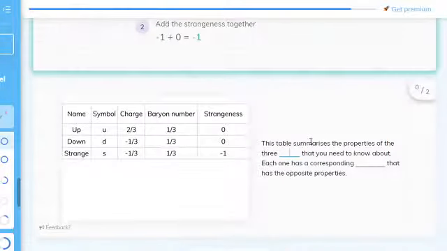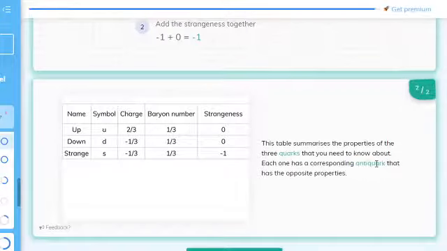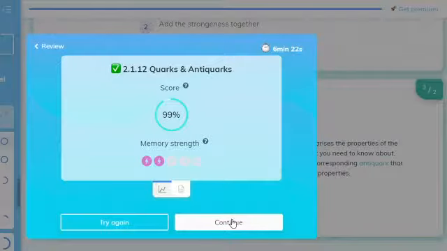So, this table summarizes the properties of 3 quarks that you need to know about. Each one has a corresponding antiparticle. Antiquark. Happy? That only took like 5 minutes. Easy, 6 minutes, quarks done.